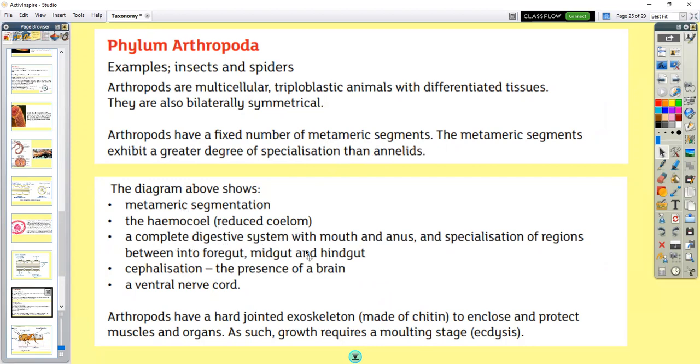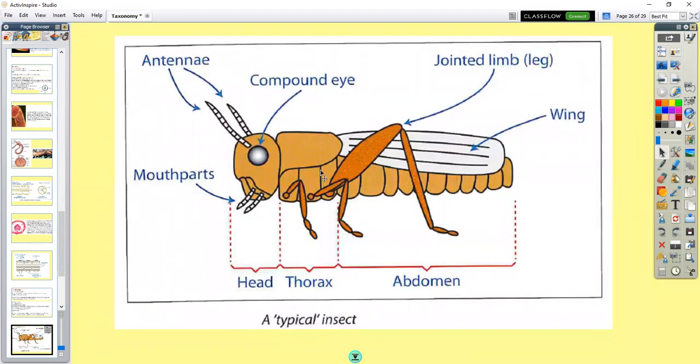They have a complete digestive system in terms of mouth and anus, and they have the presence of a brain and a ventral nerve cord, as it suggests. Insects as well have an exoskeleton, which is like an external skeleton, and we can see the different segmentations that you have here. These can also be split into, again, more complicated head, thorax, and abdomen. And you can see that metameric segmentation in the thorax and the abdomen.